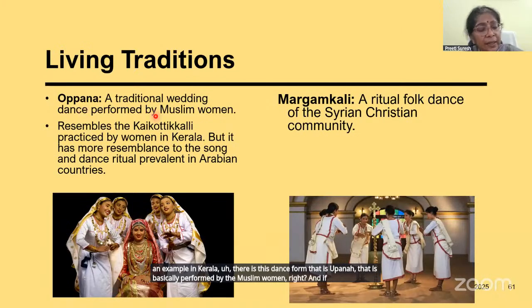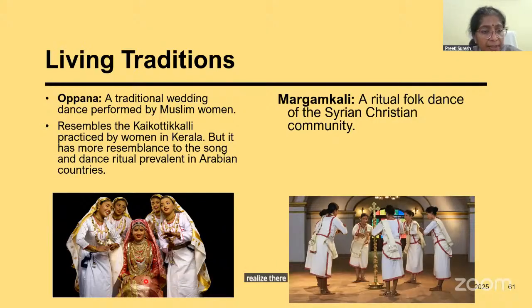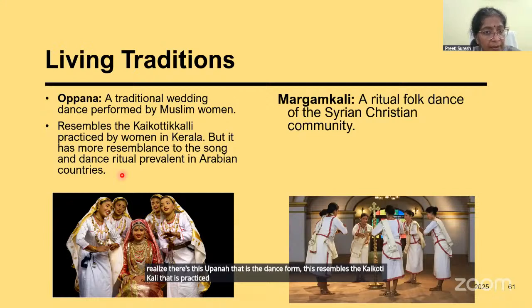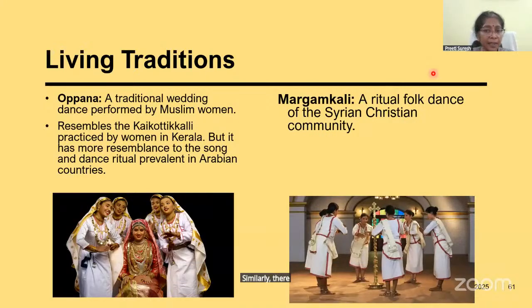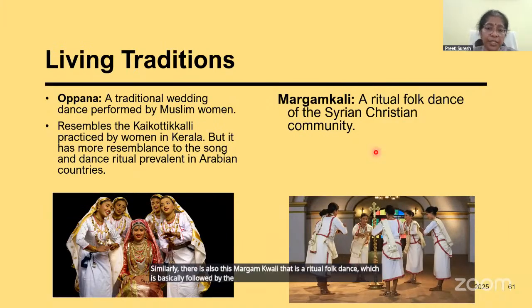If you follow this, you will realize that Uppana resembles the Kaikotti Kali practiced by the women in Kerala, but it is a beautiful amalgamation of the dance ritual that was practiced in the Arabian countries at that time. So that is a beautiful amalgamation of Indian and Arabic culture, expressed in the form of Uppana. Similarly, there is also Margam Kali, a ritual folk dance, which is basically followed by the Syrian Christian community.